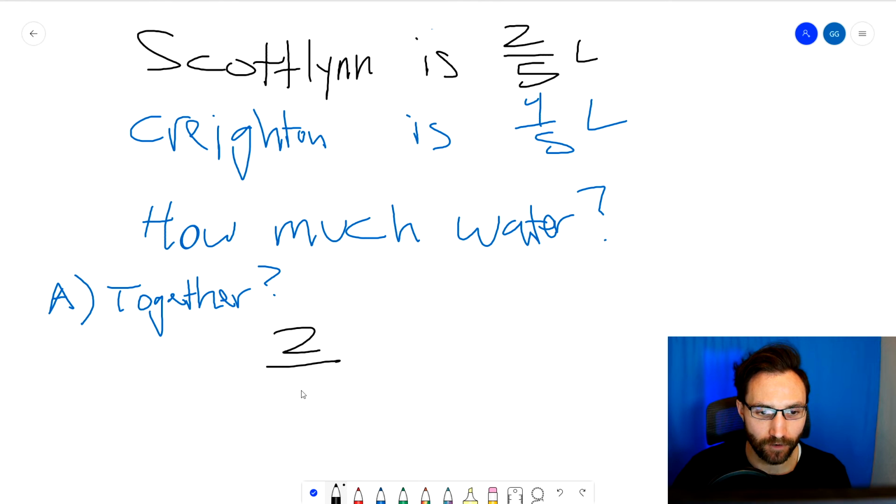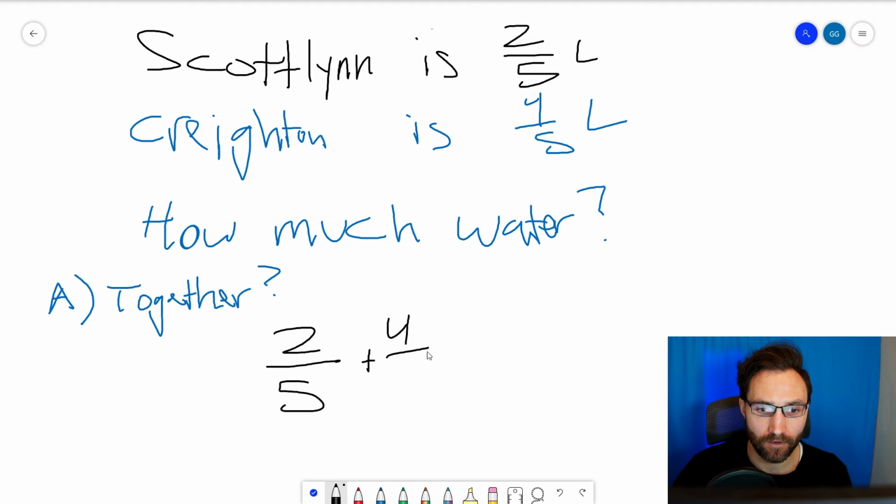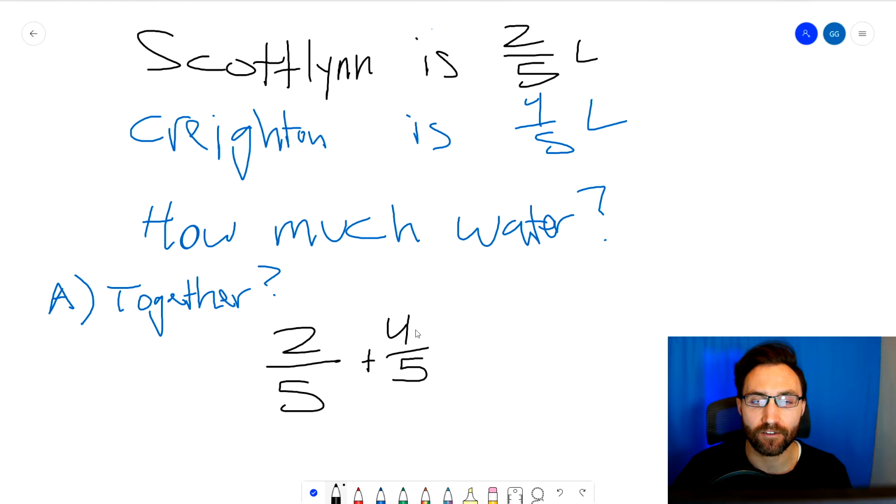If we line up these fractions, 2/5, and we're seeing what they drank together, meaning we're going to add both of these fractions. 2/5 plus 4/5 equals what? 6/5 as an improper fraction because the numerator is bigger than the denominator, so that's an improper fraction. They drank 6/5 liters of water.